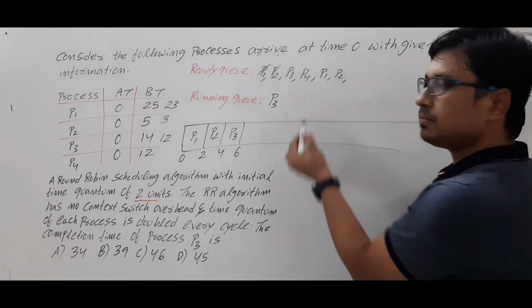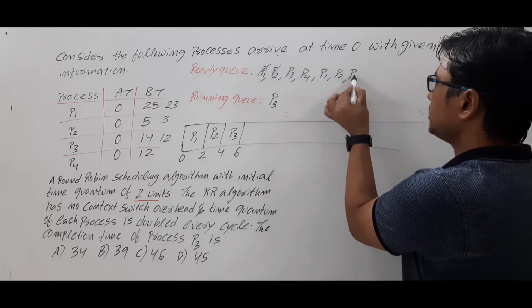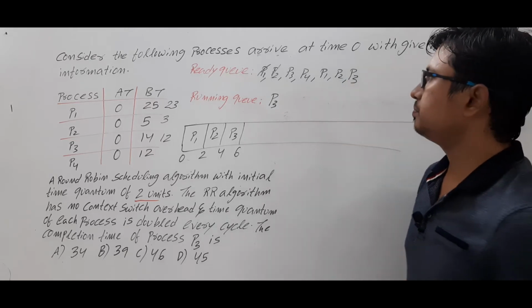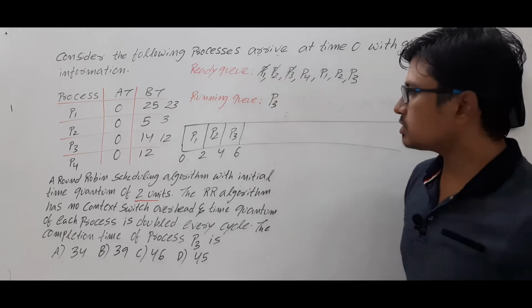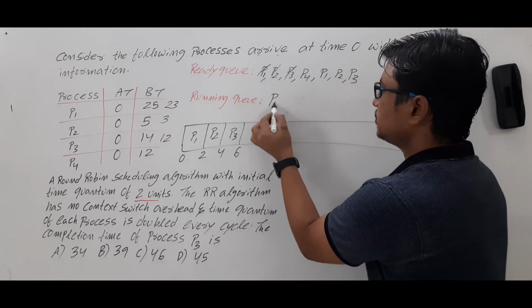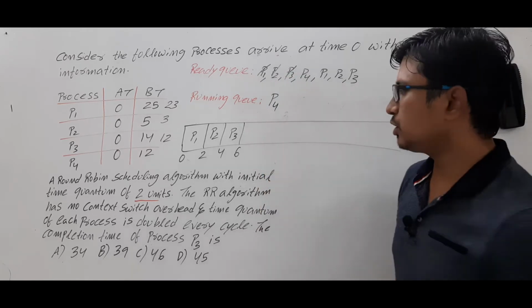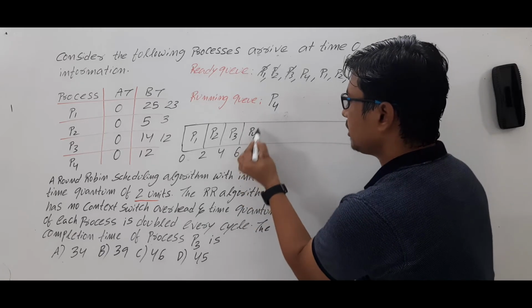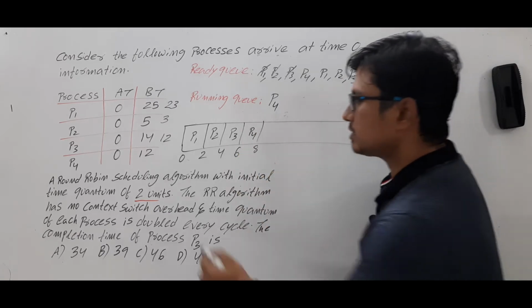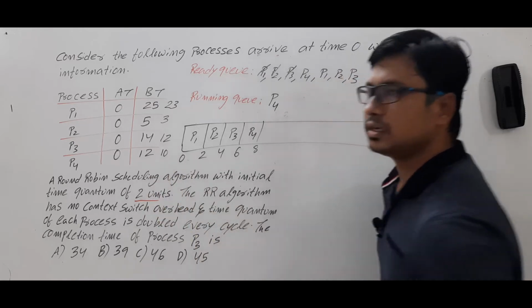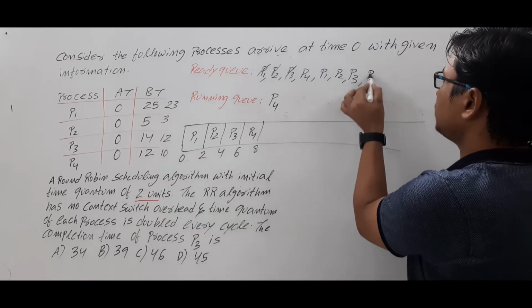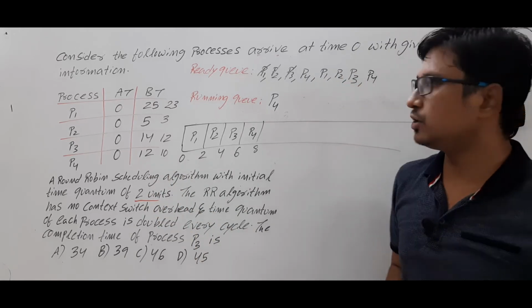As there is a remaining burst time, we will send the process P3 to the ready queue. Then process P4 will be dispatched to the running queue. Okay, and it will run for 2 units of time. Its remaining burst time is 10 units. So we will send the process P4 back to the ready queue.